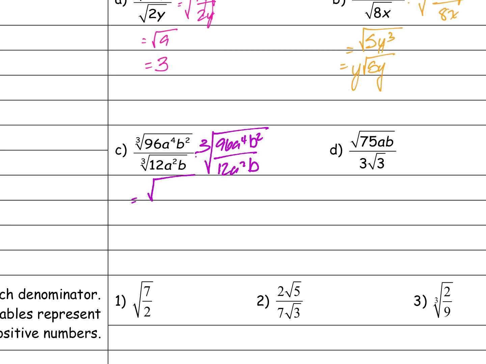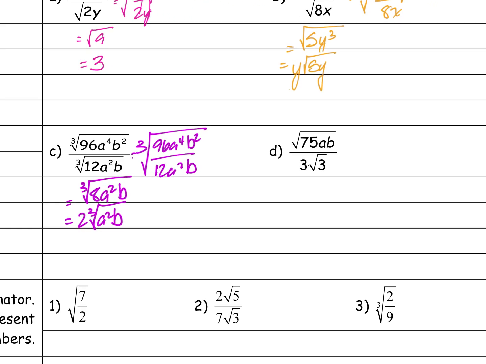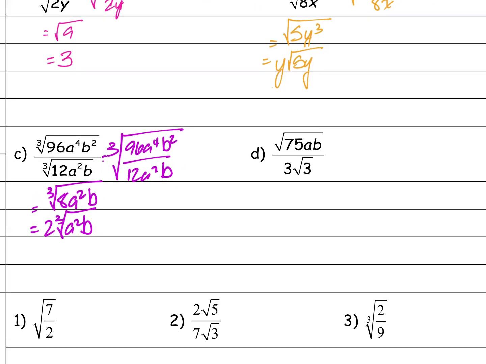So this is the square root of 8 a squared b. So this should be 2, oh, this is the cubed root. 2 cubed root of a squared b. You're getting them right? Nice.